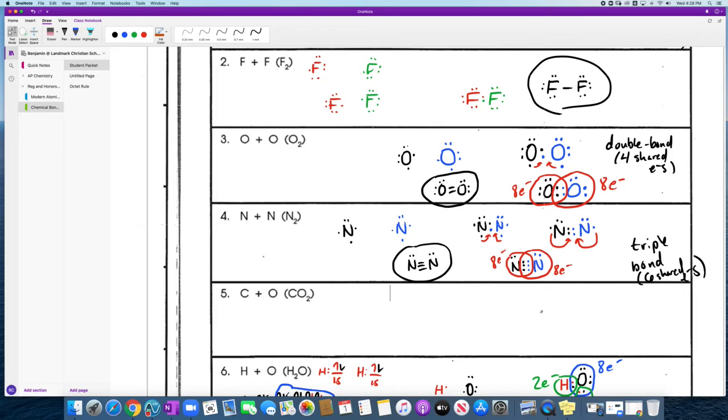So to finish up today's lesson, why don't you pause the video and attempt carbon dioxide? And here's a hint: there are 2 double bonds. 2 double bonds in carbon dioxide. Pause the video, give it a try, and then check your work here in a moment.